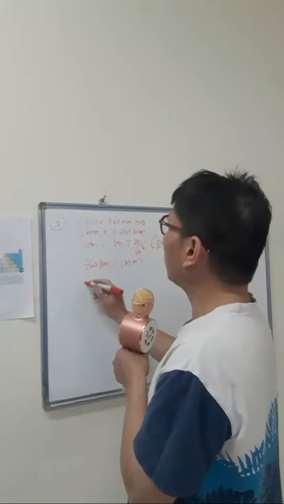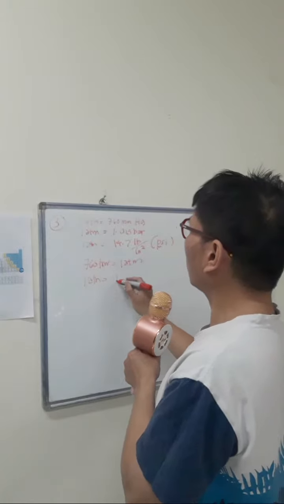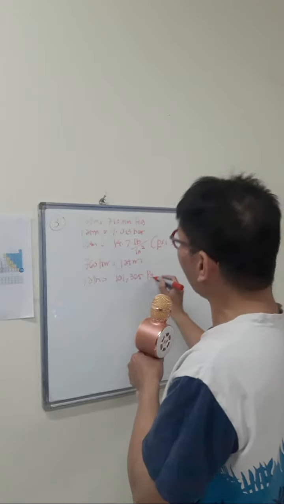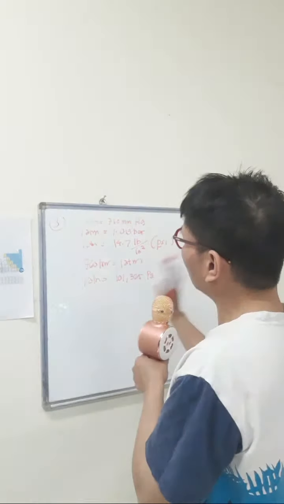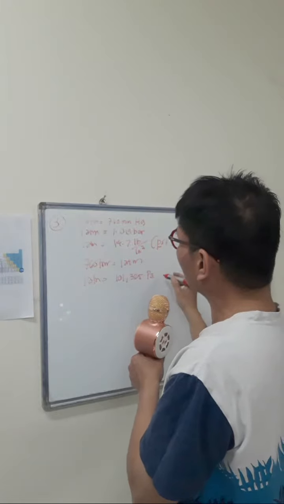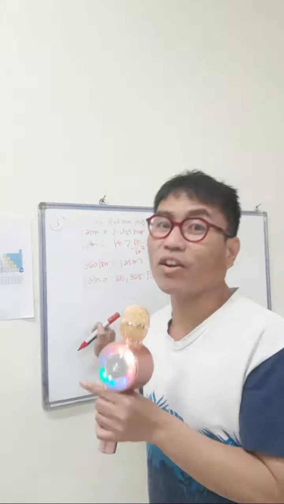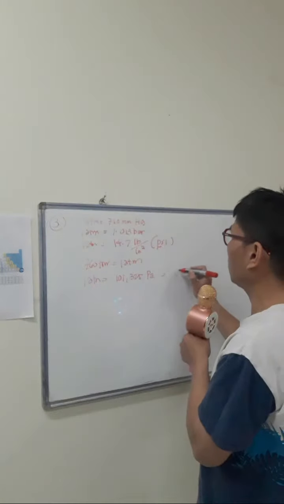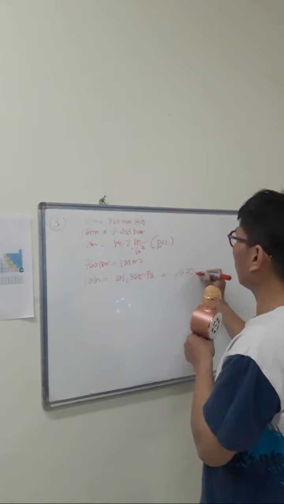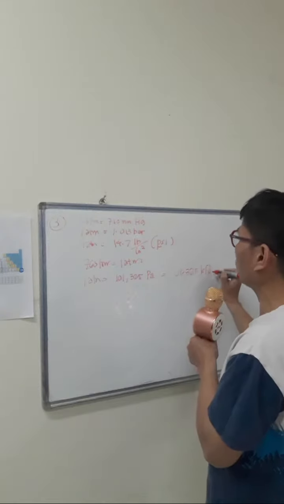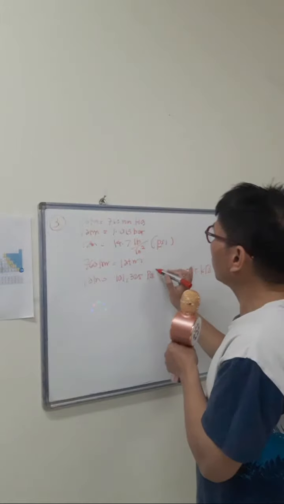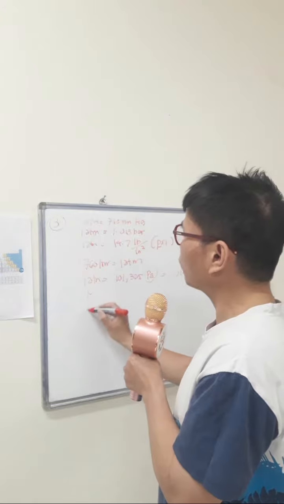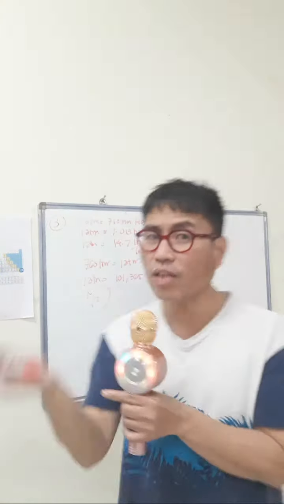And then we should also not forget the Pascal units. 1 atmosphere is equal to 101,325 Pascal. If you convert that to kilopascal, because that's too huge, 6 digits, some books represent that as 101.325 kilopascal. 101.325 kilopascal is also equal to 1 atmosphere. Since Pascal is equal to 1 Newton per meter squared, then we can solve for the force applied.